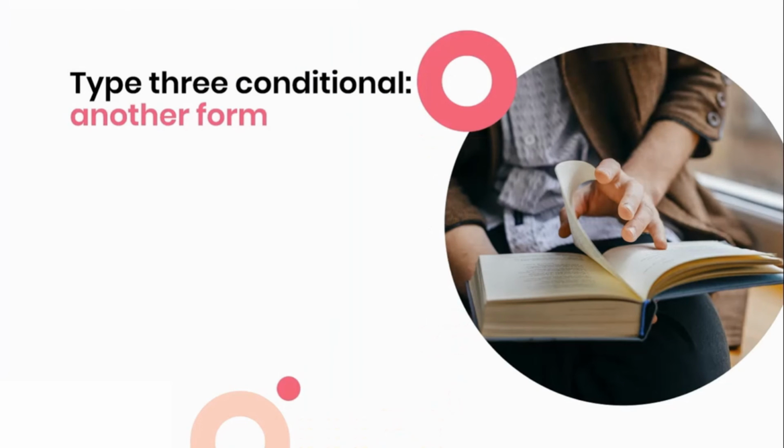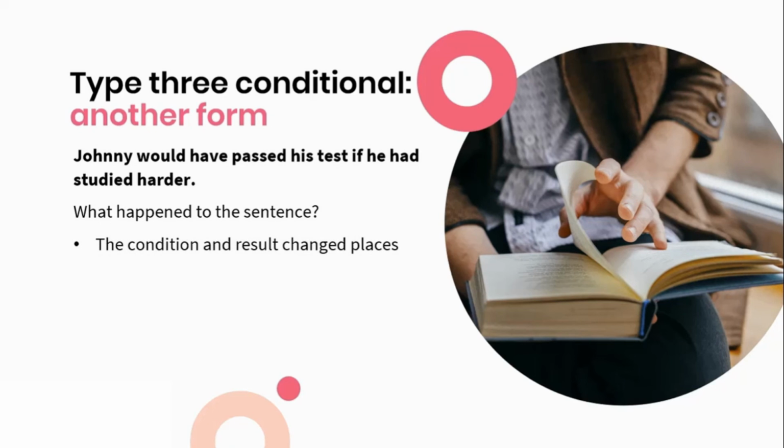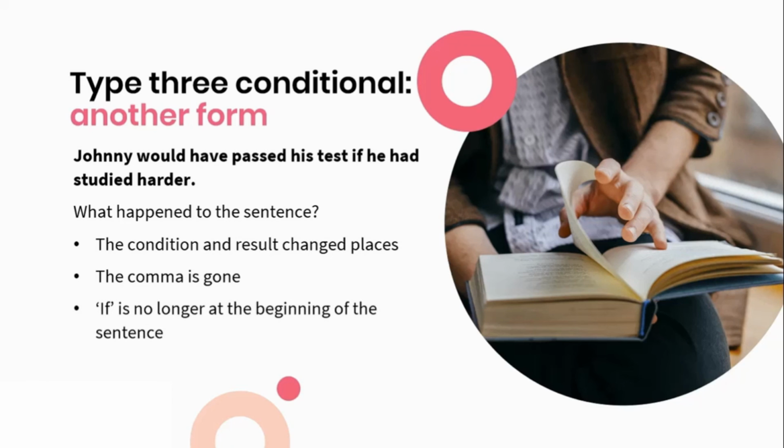Now, as you know, each conditional can be rearranged into another form. Look at the following alternative form of the type 3 conditional. Johnny would have passed his test if he had studied harder. What happened to the sentence? Well, the condition and result changed places. The comma is gone, and if is no longer at the beginning of the sentence.